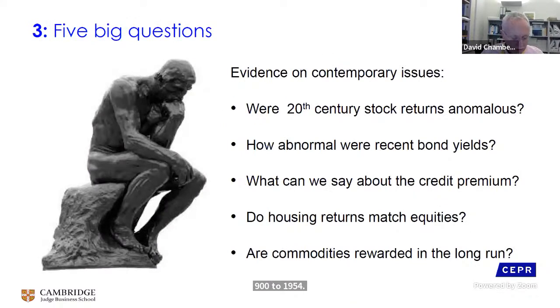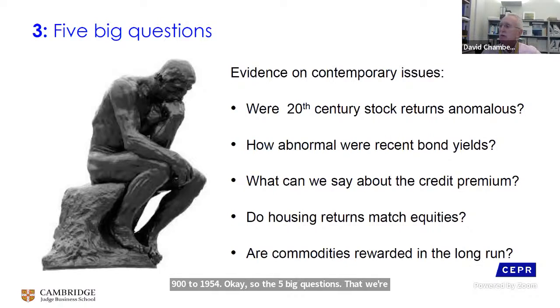Okay, so the 5 big questions that we're looking at, I'll quickly go through. We know a lot about 20th century equity returns, and particularly the equity risk premium. To what extent can we place faith in those when we're thinking about what long run experience has been, or to what extent might they be anomalous? Second, recent bond yields, at least until the last 18 months, 2 years with the inflation shock. Prior to that, bond yields had become extremely low, and some people were saying they were abnormally low.